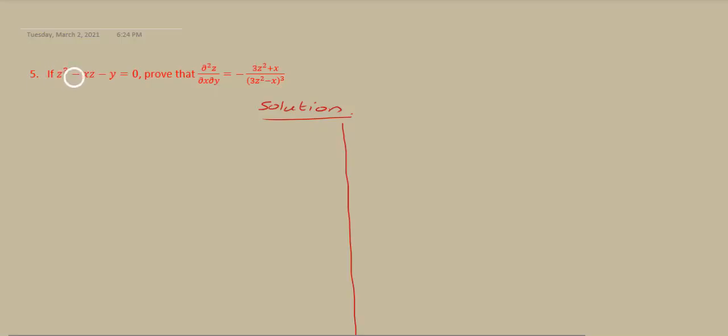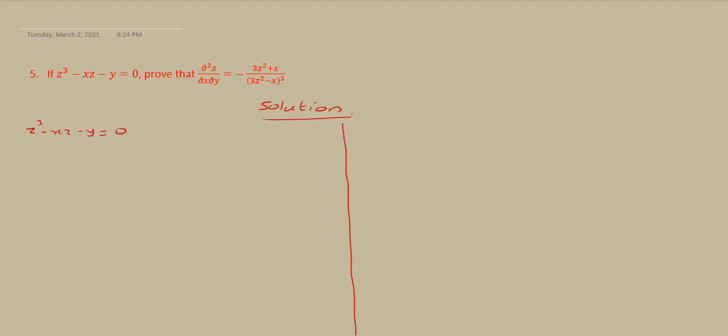If z raised to power 3 minus xz minus y equals 0, prove that the partial of z over the x equals minus 3z square plus x all over 3z square minus x raised to power 3. Now I have z raised to power 3 minus xz minus y to be equal to 0.